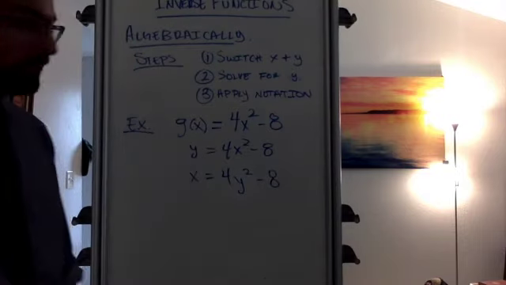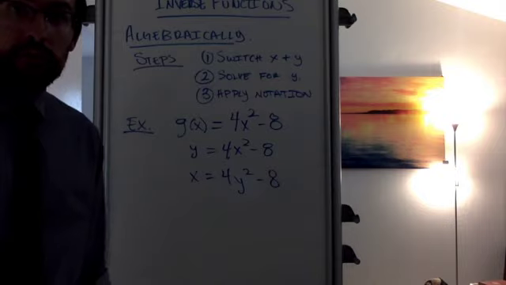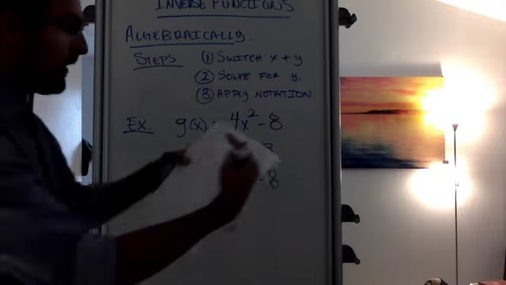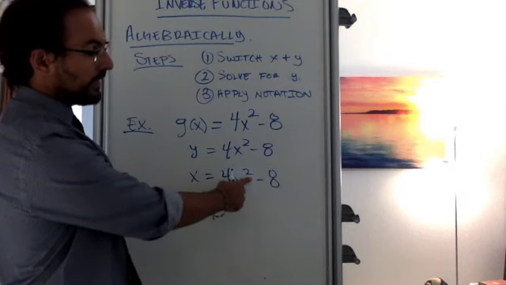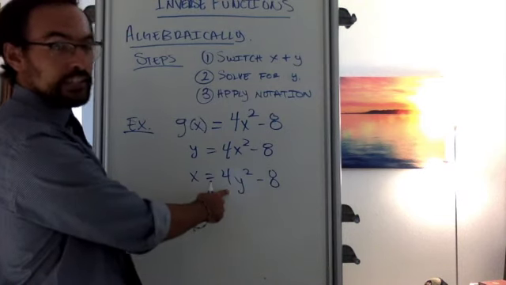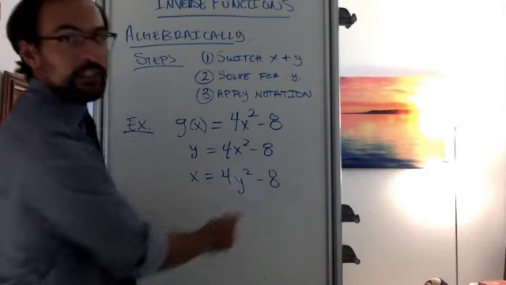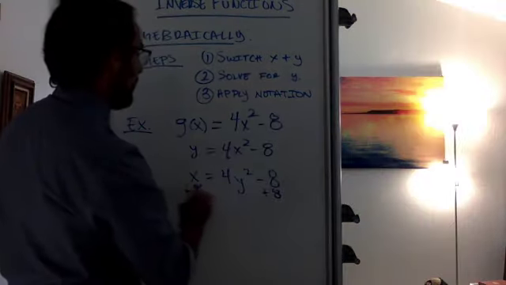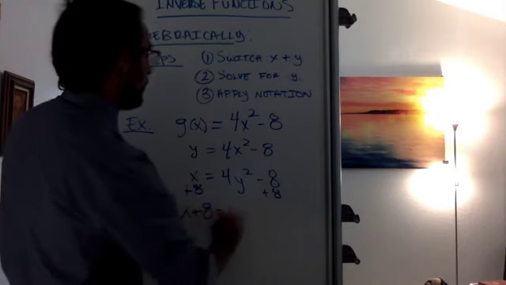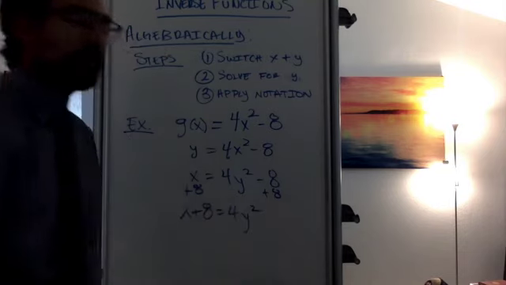So remember, what you're doing is you're solving for y first. So you would think, I need to get rid of everything outside of y. Well, what's immediately attached to y? The square. What's attached to that? The 4. What's not attached at all? The minus 8. That's what I need to get rid of first. So I would add 8 to both sides. So x plus 8 equals 4y squared.